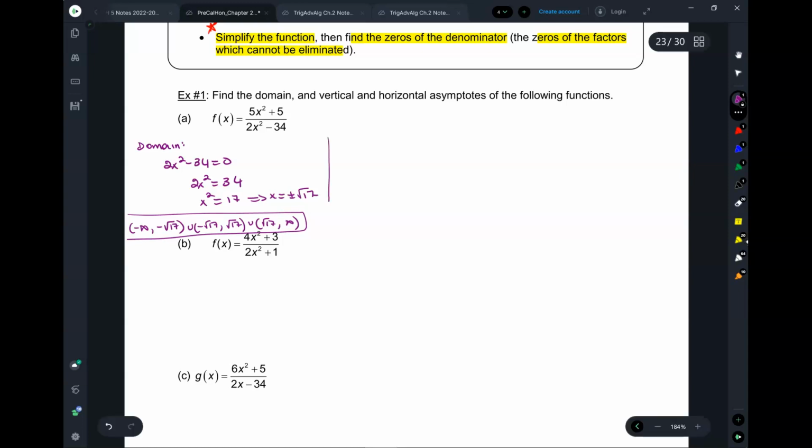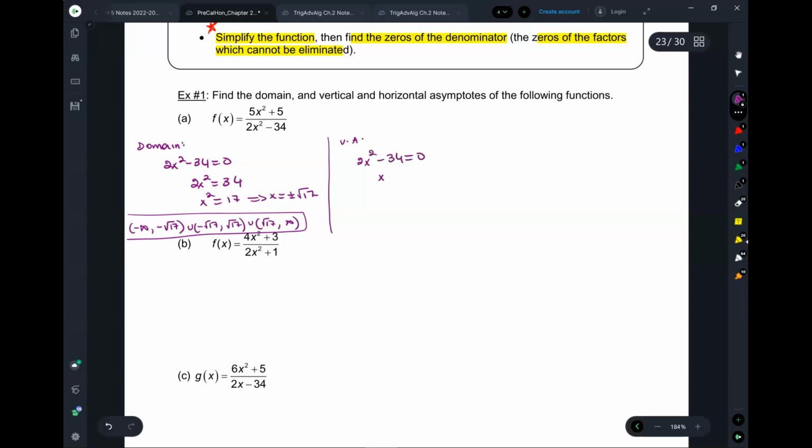What's next? Vertical asymptote. For the vertical asymptote, before you do that, can you factor the numerator or the denominator in a way that things will cancel? No. So just set the denominator equal to 0.